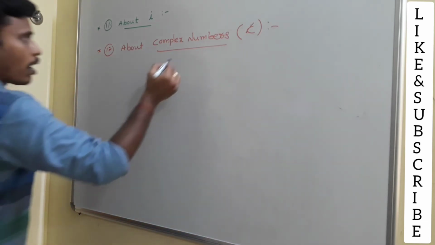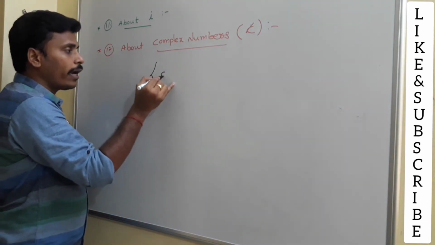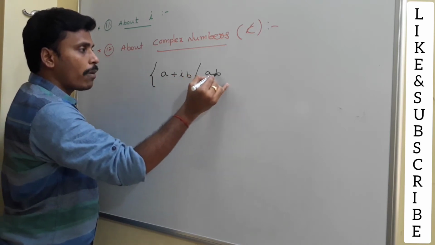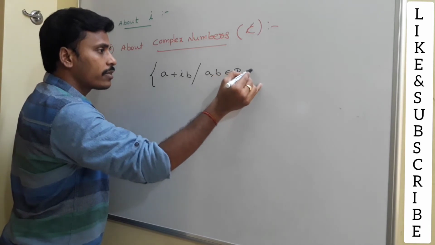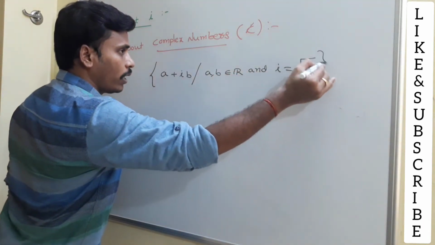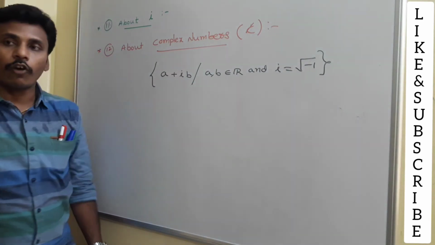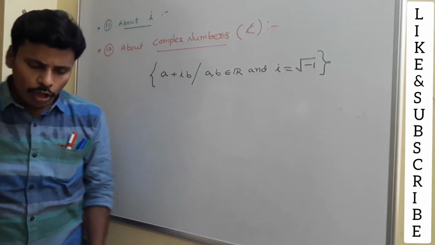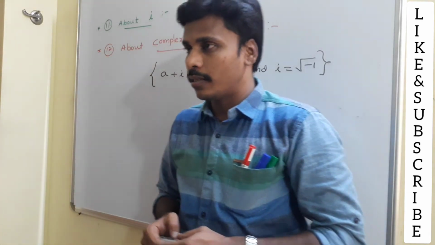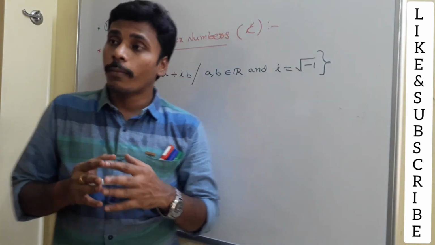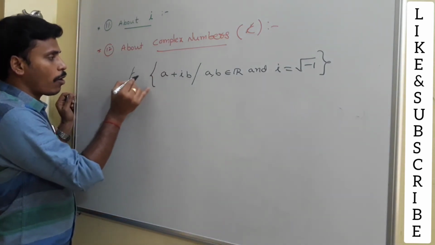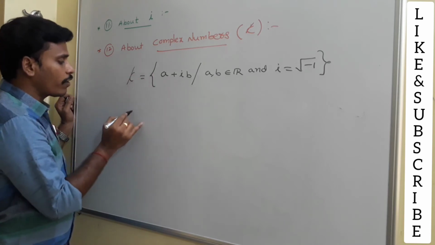Complex numbers are of the format a plus ib such that a, b belong to the reals and i is equal to root of minus 1. This is the basic definition for the format of complex numbers. I think you know about the rational numbers. In your earlier classes you learnt about the rationals. The rational numbers are of the format p by q. This is the definition of complex, just like the definition of rationals.